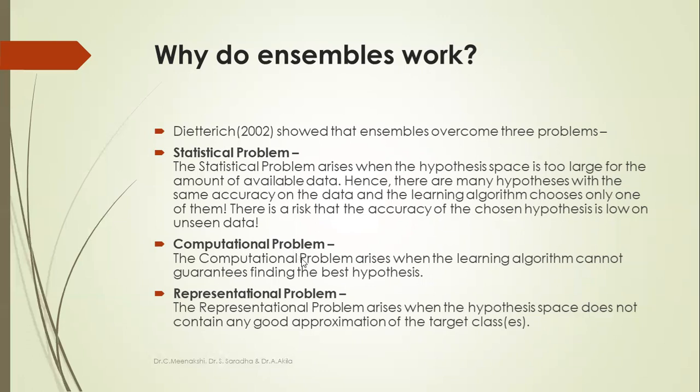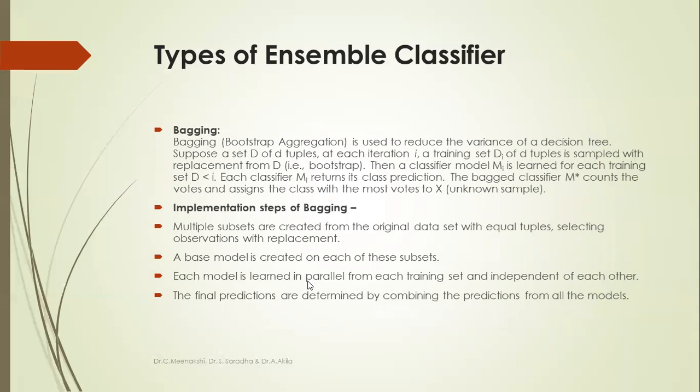Then the computational problem arises when the learning algorithm cannot guarantee finding the best hypothesis. If I take only one classification algorithm, that may not provide the solution for the particular data set, and that will be a problem. And then the representation problem: if the model is not appropriate for the representation of that particular data set, again it will not give you a good result. So when I take more than one classification method and combine them, the pros and cons of each one can be carried by the others.